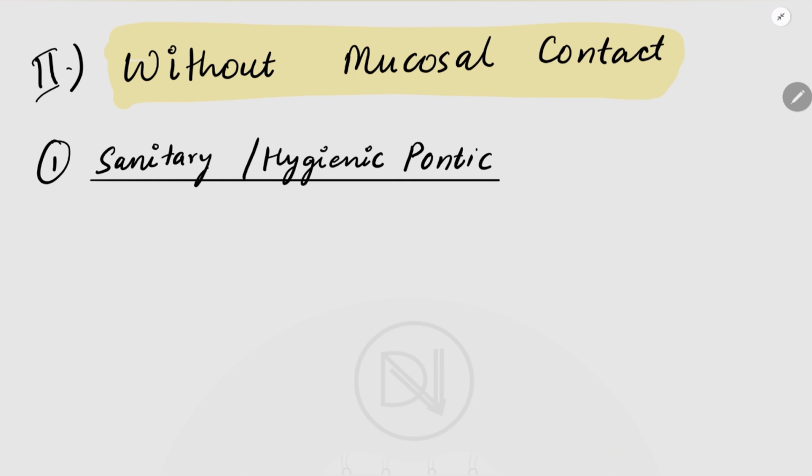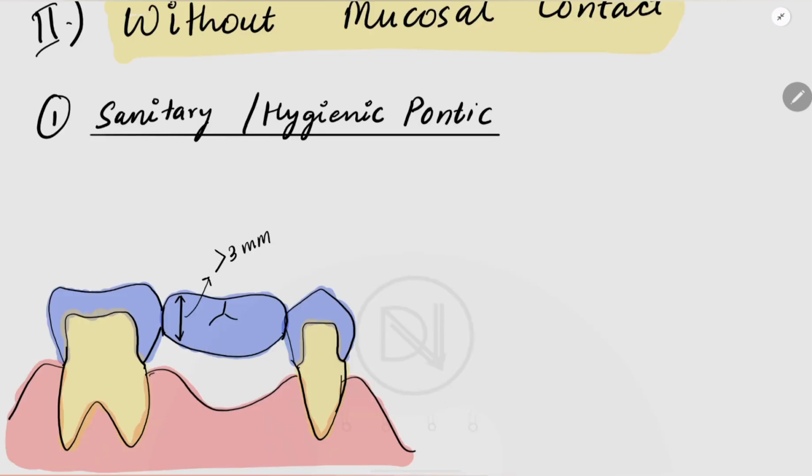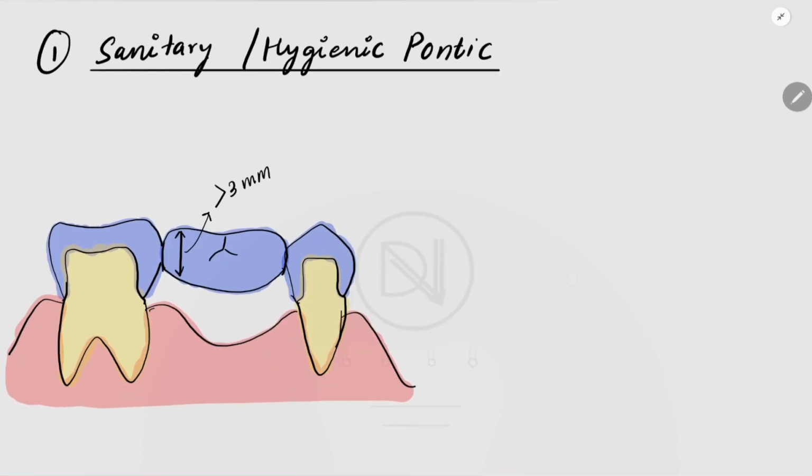So coming to the sanitary and hygienic Pontic, here you can see in the diagram. This is your sanitary or hygienic Pontic. Here you can see that there is no contact between the ridge and your Pontic. There is a gap present over here. Aesthetically it is not good because there would be a hole between your teeth and your gums. So you can use it in the posterior region of the teeth where aesthetics are of less concern, but maintaining hygiene is superior in this kind of Pontic.